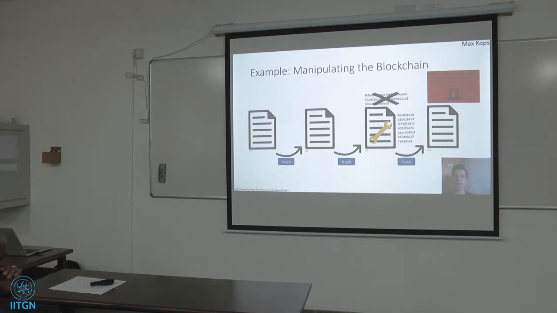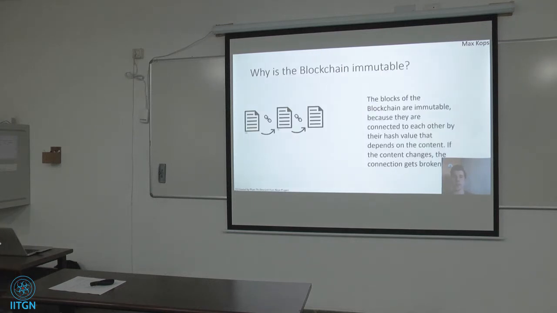So that's already the answer to our question. And just to sum it up, it's not possible to change the blockchain afterwards or to manipulate it, because the blocks are connected to each other by the hash value. And if we change the content of the blockchain, the hash value is changing, and therefore the references in the blockchain are not valid anymore. Is that all of the proof?